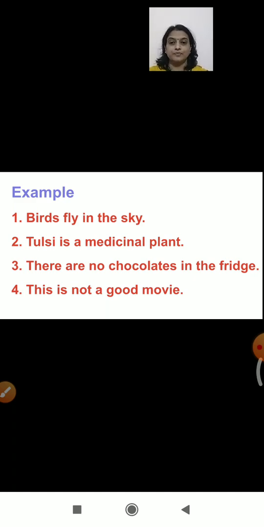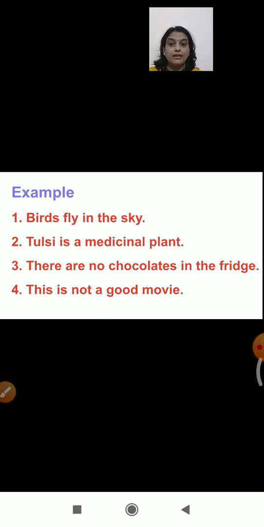Now, for example here, you can see birds fly in the sky. Okay, yeah, birds fly in the sky only. Then the second one, Tulsi is a medicinal plant. Okay, so yeah, we know that. It's a fact, right? That Tulsi is a medicinal plant only. So here you can see that these first two sentences, birds fly in the sky and Tulsi is a medicinal plant, they are the yes statement, affirmative statement, right? Yeah, so they are the affirmative statements.